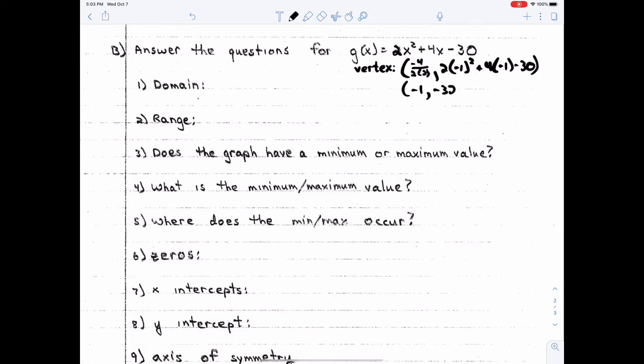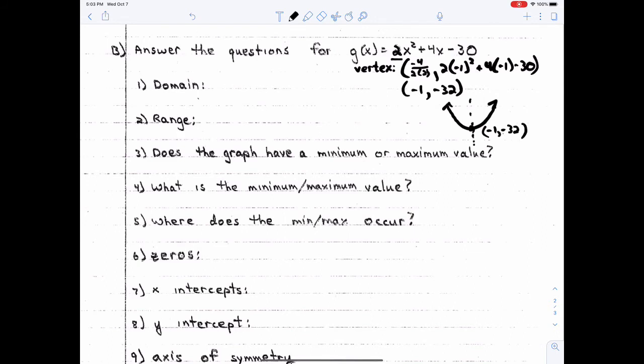Okay, so what's this graph look like? Other than the vertex, all we need to know is, does it open up or down? And if you take a look, what tells us whether it opens up or down? The leading coefficient. The leading coefficient here is 2. So I know it's -1 comma -32, opening up. And again, you have the axis of symmetry through it.